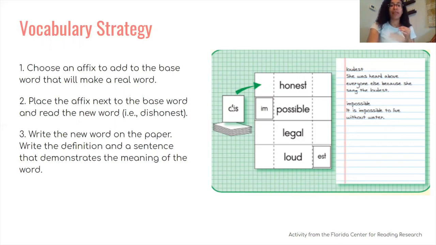If we look at these affixes, dis, im, and est, they're not full words, are they? They don't stand on their own to have meaning. And for step 3, it says write the new word on the paper, write the definition and a sentence that demonstrates the meaning of the word.